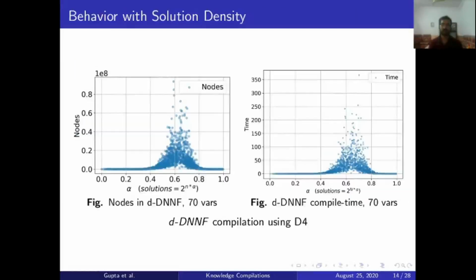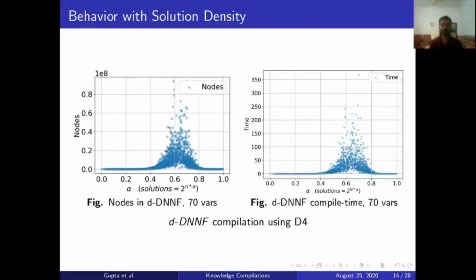Since we don't have a direct way of getting a problem instance given a number of solutions, here we are looking at things slightly in reverse. That is, first we generate instances by varying clause density, and then for each such instance we plot the solution density and the number of nodes in the figure to get an idea of the behavior with respect to solution density. So here we can observe that around solution density 0.6, there is a sudden increase in the number of nodes and the compile time for DDNF, and this behavior is very similar to the earlier case.